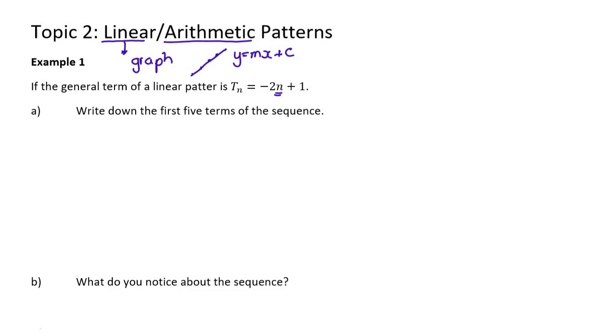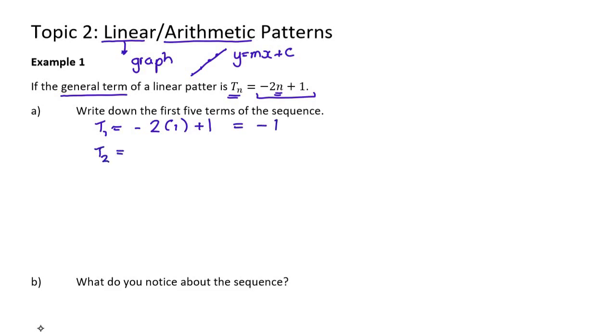So example 1 says, if the general term, remember general term or general formula is the Tn formula that can predict the whole sequence. So if the general term of a linear pattern is Tn equals negative 2n plus 1, so that means the value of any term in the nth position has this equation. It says write down the first 5 terms of the sequence. So this is just practicing notation. So what would T1 be? T1 would be negative 2 times 1 plus 1, which would be negative 1.